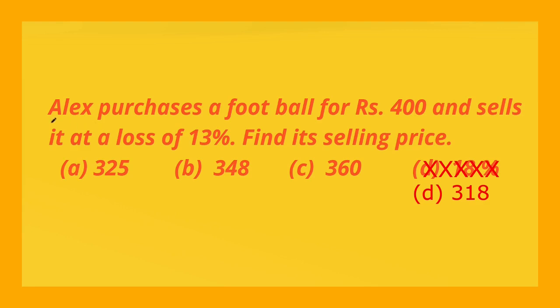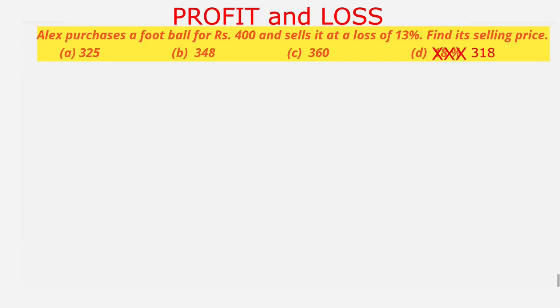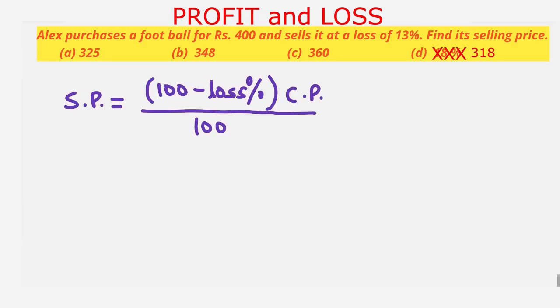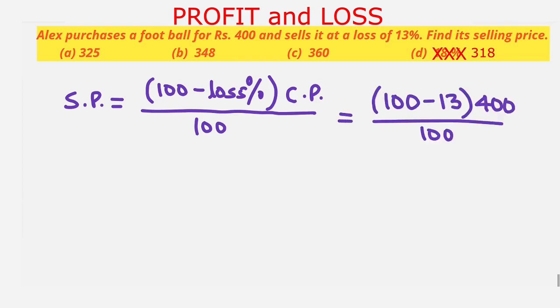Our question is, Alex purchases a football for rupees 400 and sells it at a loss of 13%. Find its selling price. We solve this question using the formula. The formula is SP equal to 100 minus loss percent multiplied by CP divided by 100. We put the values. We have been given the CP equal to 400 and loss percent is 13%.